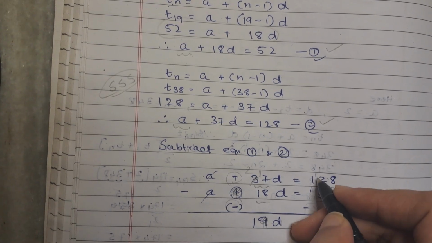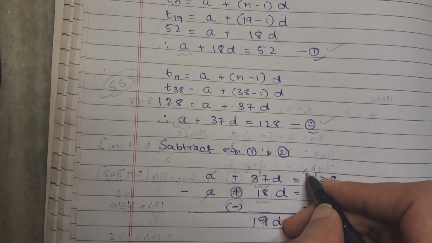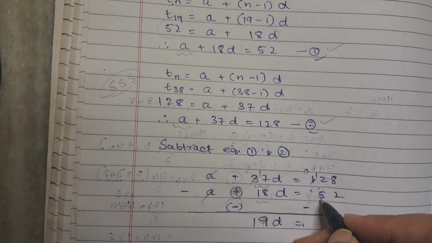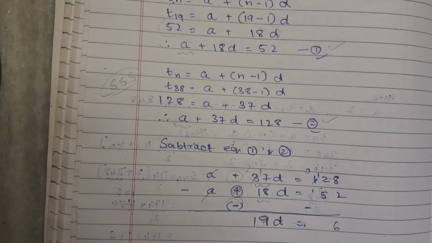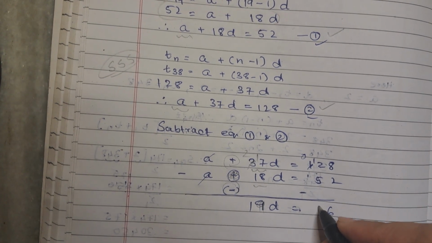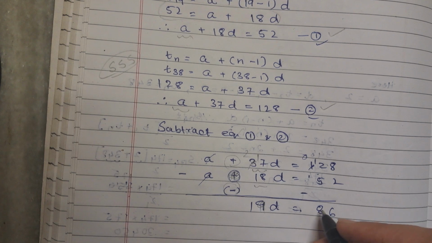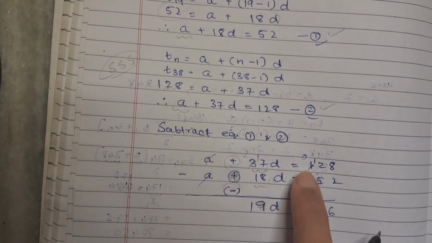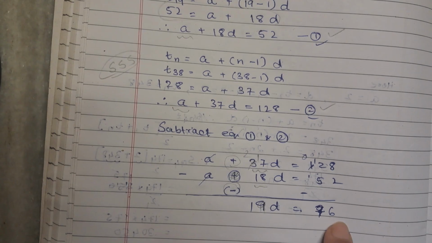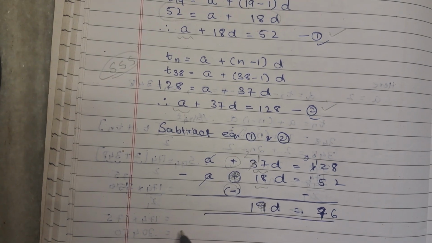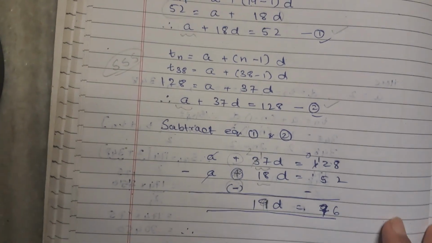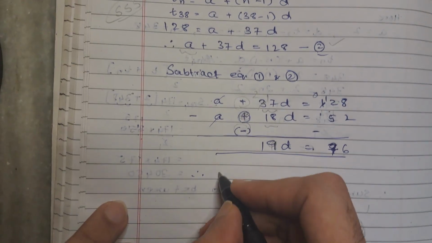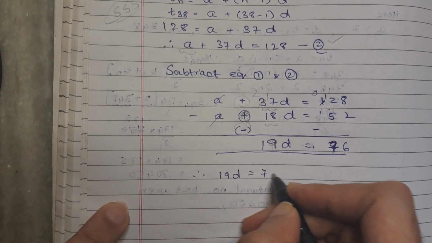2 minus 5 is not possible. I will just borrow a 1 over here. It will become 12. 12 minus 5 is... No, not 8, right? 12 minus 5 is 7. So I will write 7. And here it was already 0. So what is left with me? Just 76. So what is the final thing left with me is now 19D is equals to 76.